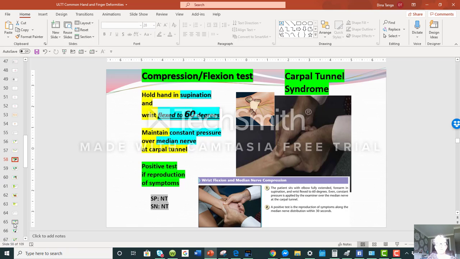Here is the compression flexion test. Hold the hand in supination and flex the wrist 60 degrees. Maintain constant pressure over the median nerve at the carpal tunnel. Positive test is if symptoms are reproduced.